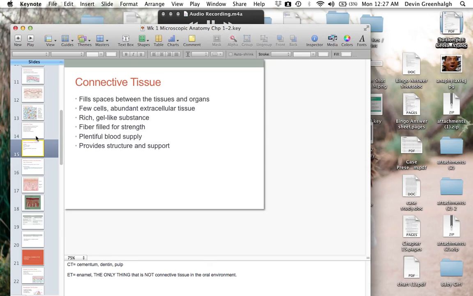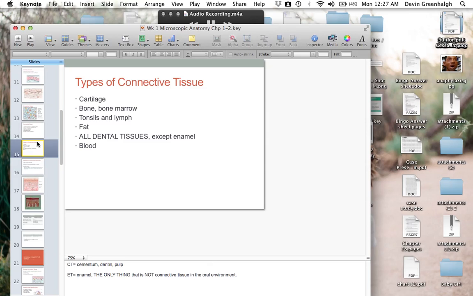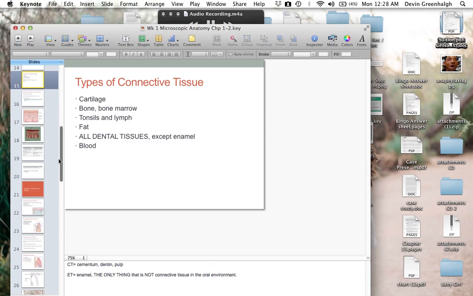It has fibers for strength, and it has a lot of blood supply and provides structure and support. Connective tissue is a lot like the scaffolding of buildings. It provides structure and support underneath. Types of connective tissue, we have cartilage, bone, tonsils, lymph, fat, and all dental tissues except one. What's the one? Enamel. And blood. But connective tissue in the mouth is cementum, dentin, pulp. What's enamel though? Enamel is not connective tissue. Enamel is epithelial tissue.